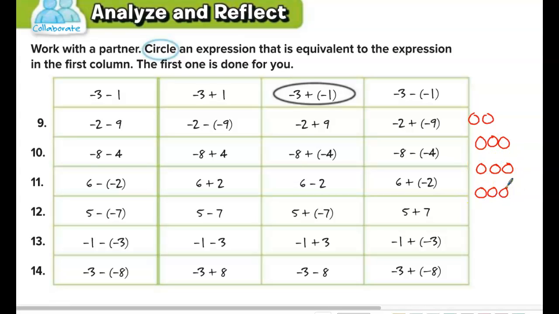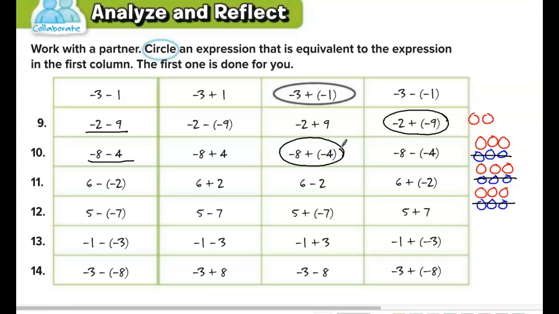So if I add 9 0 pairs, and then I take away my 9 positives, I really ended up doing what? Adding 9 negatives. So this is the same as -2 plus a -9. Okay, so then which is the same as -8 subtract 4? The one straight in the middle. -8 plus -4, right?